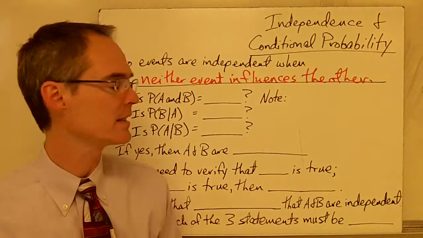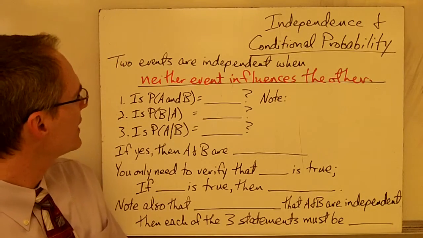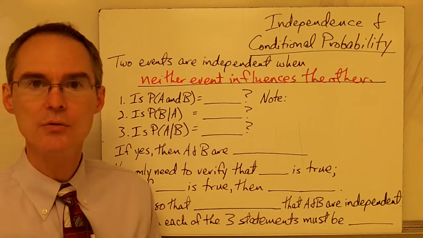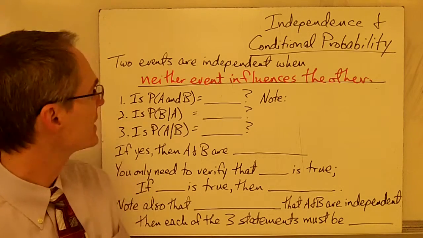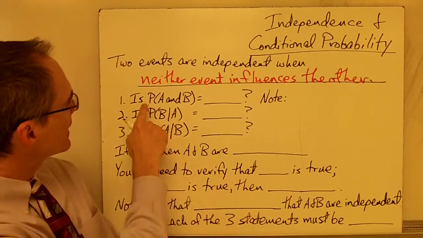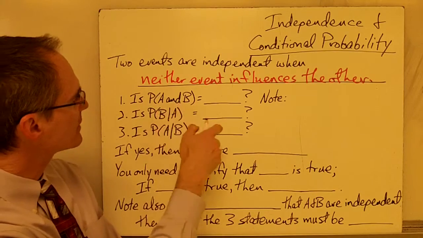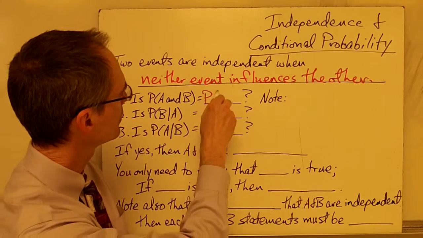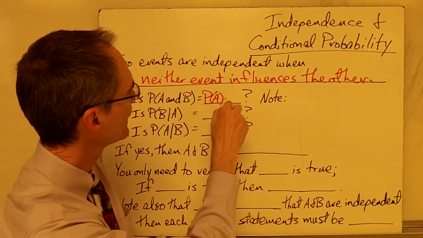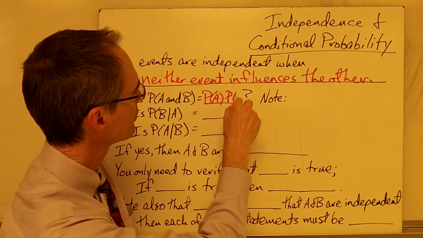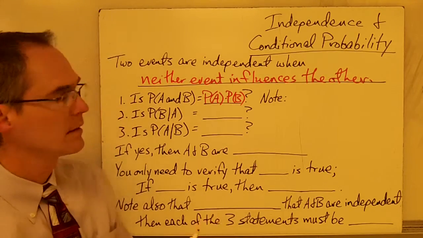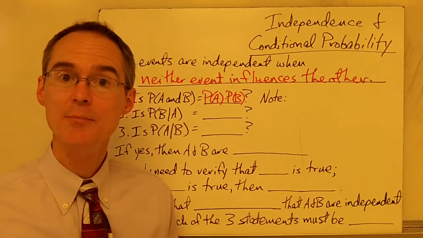those events are independent. In particular, there are three tests that we can use to determine if two events are independent. The first test: if the probability of A and B is equal to the probability of A times the probability of B, then we can say the events are independent.